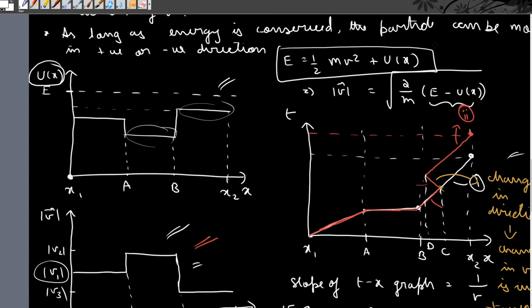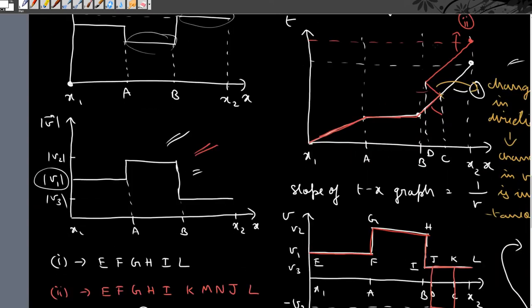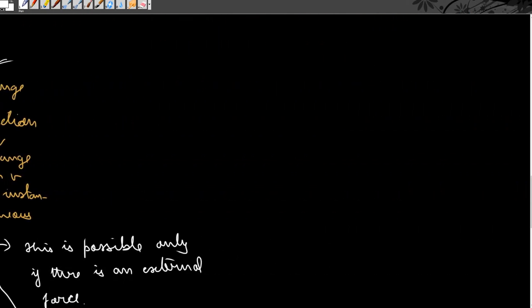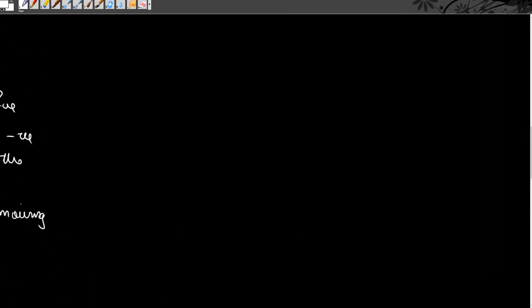And our Maupertuis principle should be able to choose path 1 over path 2. Okay. Only then can we say that we can use Maupertuis principle to predict the path. All right. So I hope that you understand that. Now, let us go up.